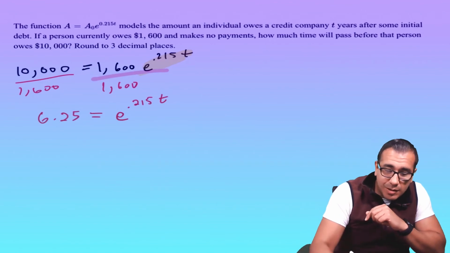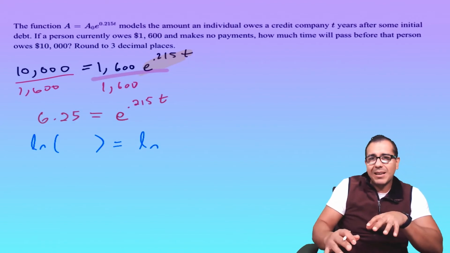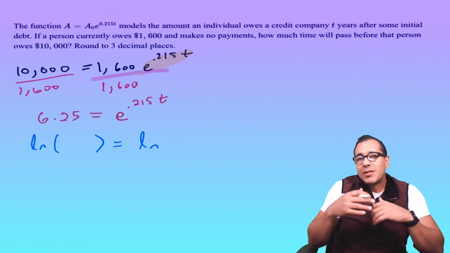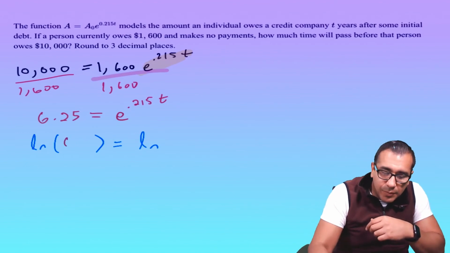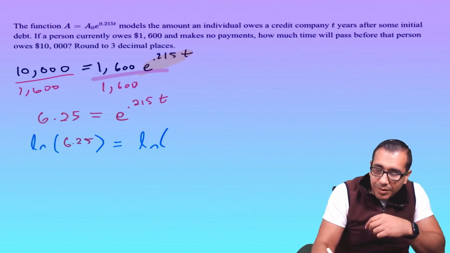So write that down. This is only the good stuff you're getting here at Dr. Math Studios. We're going to take the natural log, and notice a lot of people will just put ln, and if you write it just like that, that doesn't mean anything. You're taking the natural log of what? We need some argument. So here it is: the natural log of 6.25 equals the natural log of e raised to the 0.215t.